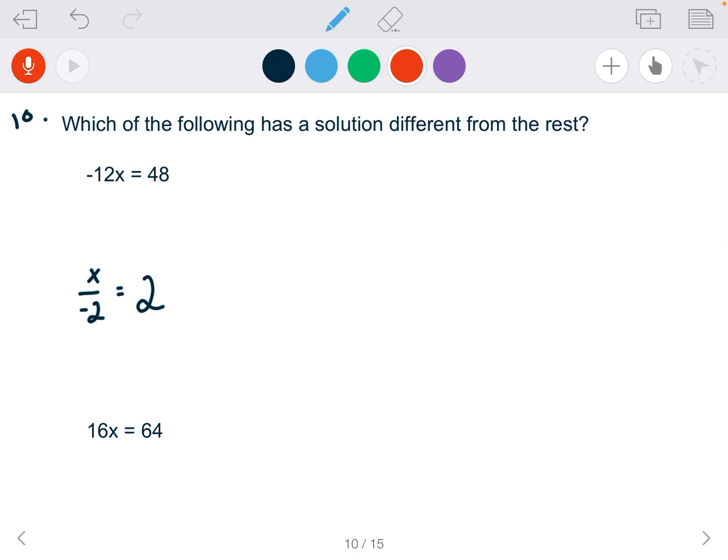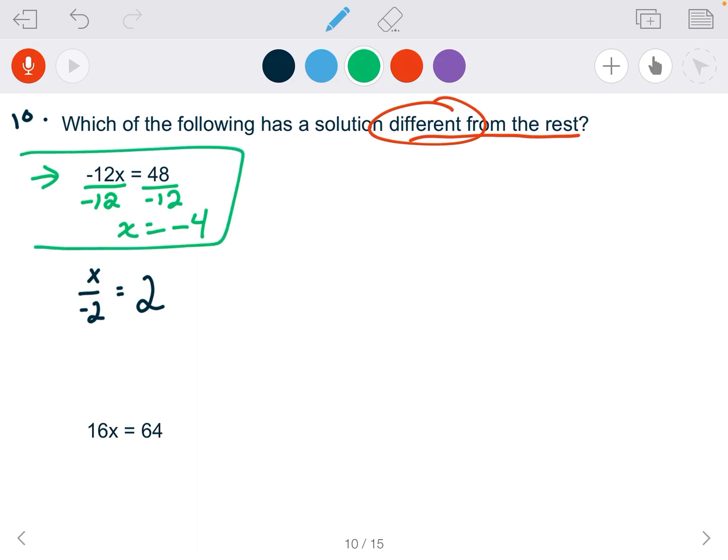So which of the following has a solution different from the rest? Watch and read. Don't just solve these. Look at what it's asking. What's different? So I've got 3 equations here. The first one, -12 times x equals 48. To get x by itself, I undo times by dividing both sides by -12. Notice I'm taking the negative sign with it. So x equals, and again, use the Desmos calculator. So I have 48, and I'm dividing it by -12. This gives me -4. So my first answer is -4.